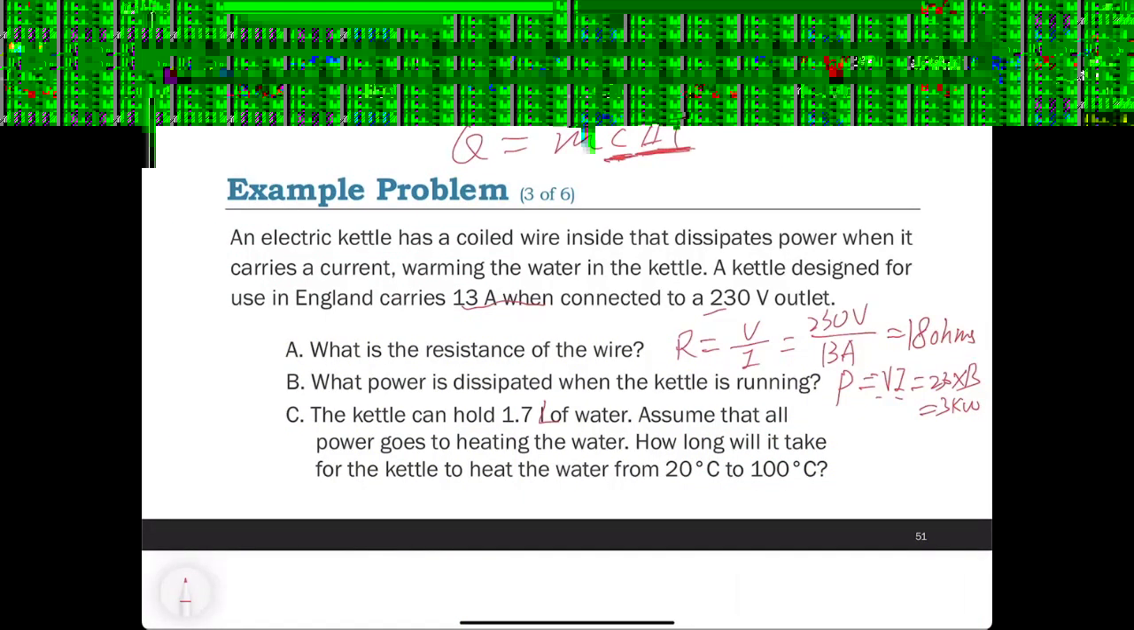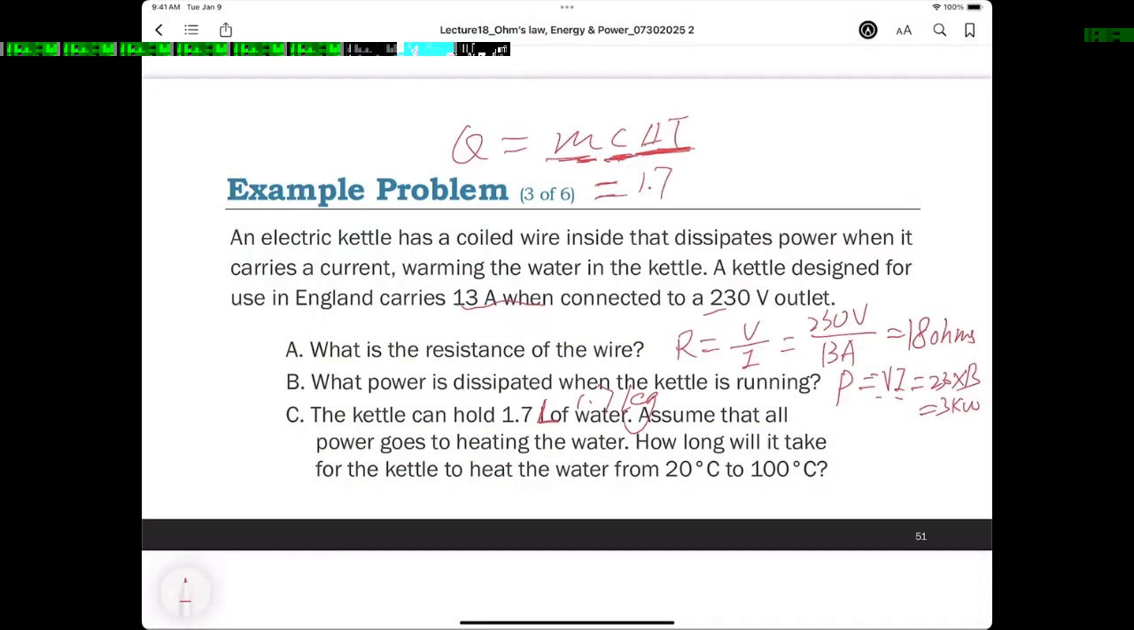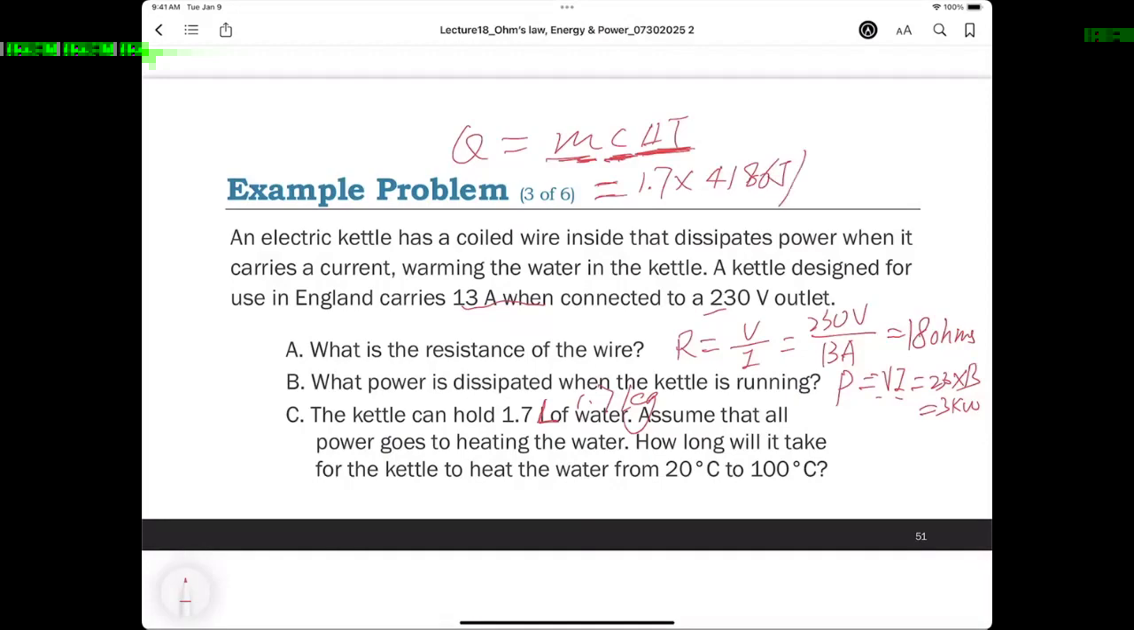This one is a constant value, and this is the mass of water. Since here is 1.7 liters of water, which means 1 liter is equal to 1 kilogram, so here is 1.7 kilograms of water. So the energy required is 1.7 multiplied by this constant, which is equal to 4186 J per kg per K, and this ΔT, because the difference is 80 degrees, so this one is 80 degrees.